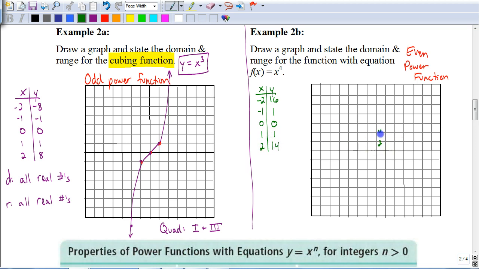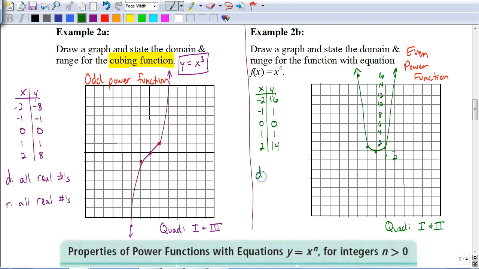Now here I'm going to count by 2's on the y-axis, and I'll count by 1's on the x-axis. When I go to graph this, negative 2, positive 16 would be up here. Negative 1, positive 1. 0, 0. 1, 1. And 2, 16. So again, there are some similarities here with all even power functions. They're in quadrants 1 and 2.